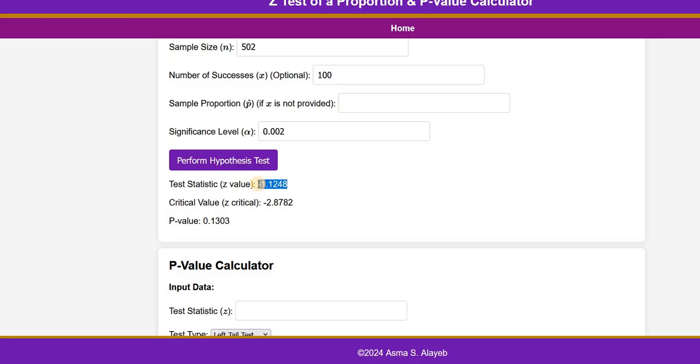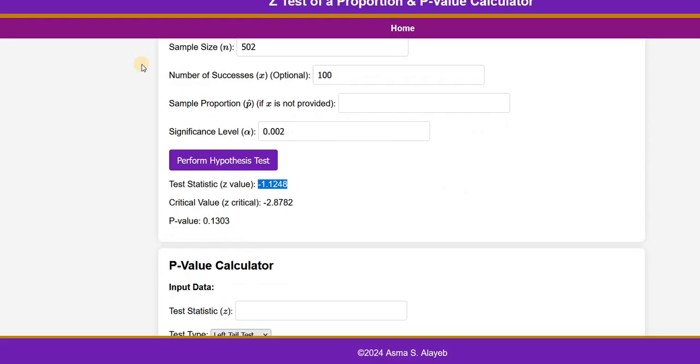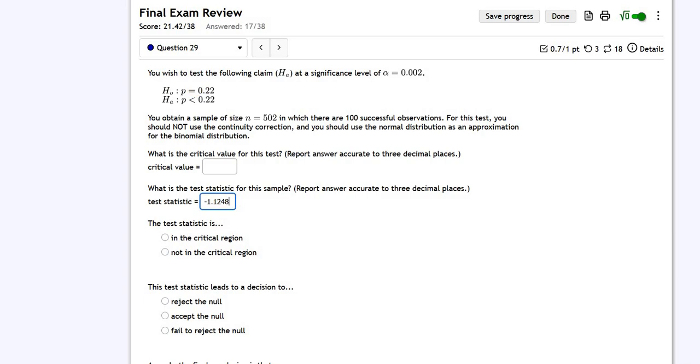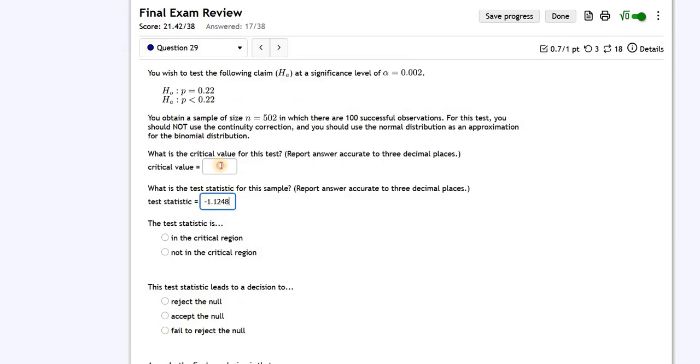That is basically the test statistic. Oh, that was the test statistic, never mind. And then the critical value. If it's a two-tailed test, you pick the positive one, because the sign will be posted in the question.